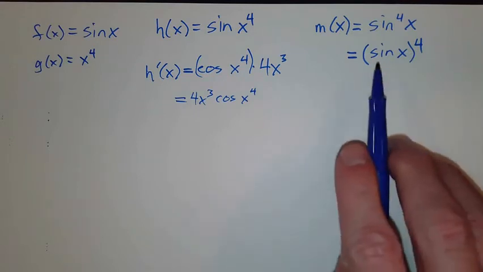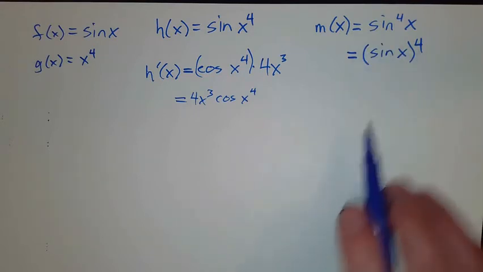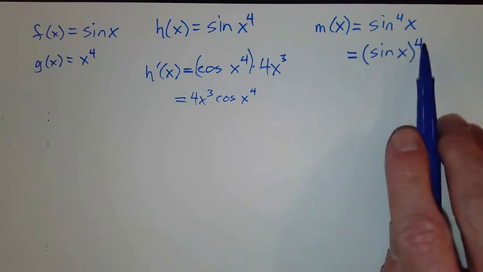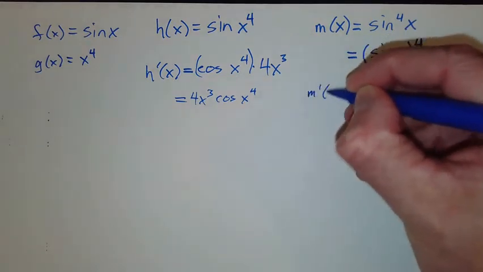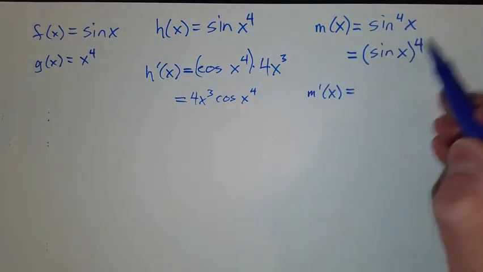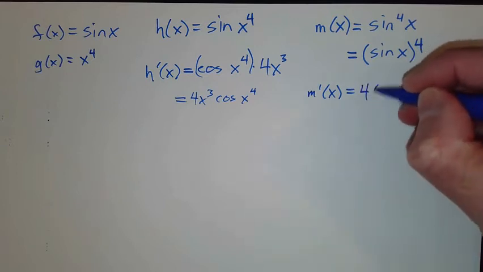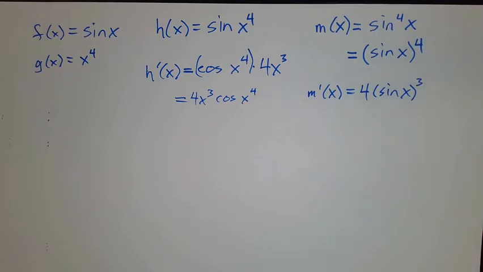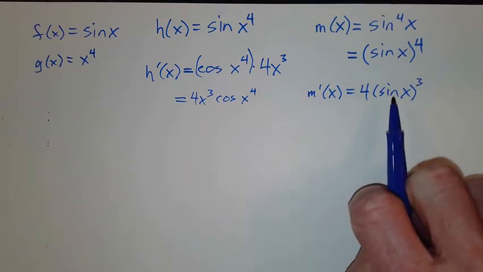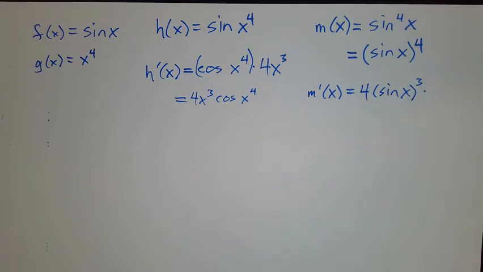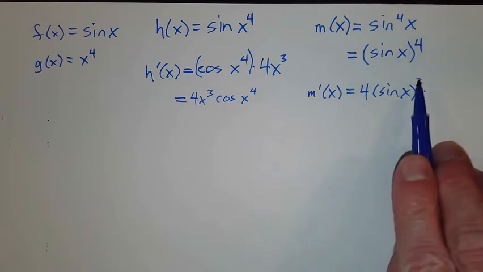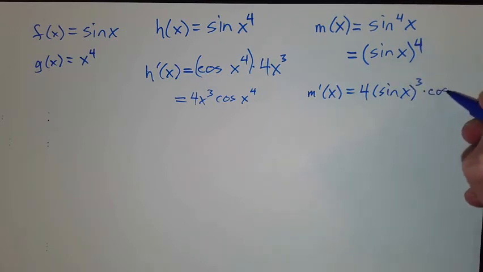Now, when I look at this, I see I've got something to the fourth power. My outside function, my overall encompassing function, is something to the fourth power. And so the derivative of something to the fourth power is 4 times the something to the third power. But the chain rule says if that stuff is more complicated than x, we have to multiply by the derivative of the stuff inside. So once again, the derivative of something to the fourth is 4 times the something to the third times the derivative of the something, and the derivative of sine is cosine.